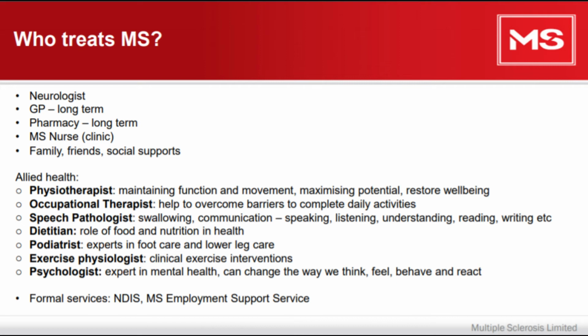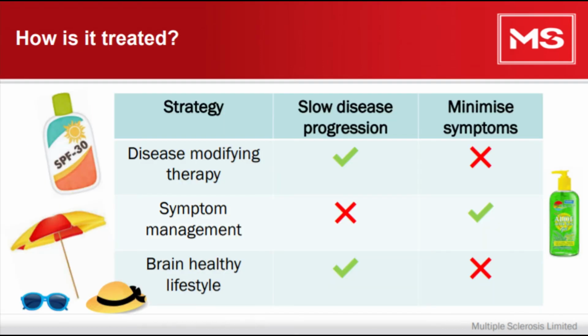So how do we treat MS? And we do have, in the last 10 years, a lot more medications available for treatment, and they may be oral, they may be injected, they may be infused, for example, but we have a lot more treatment options available. So just to clarify some of the language, we have disease modifying therapies that will slow the progression. And then we have symptom management that will minimize symptoms but not have an effect on the disease progression. And then we've got things like a brain healthy lifestyle or general healthy lifestyle options that may help to slow the progression as well.